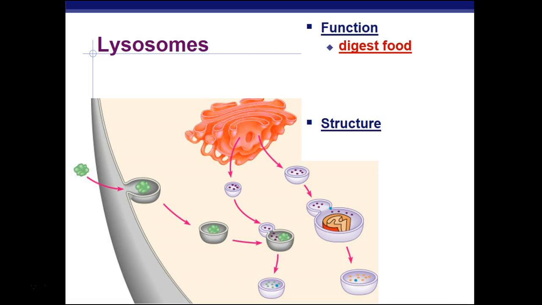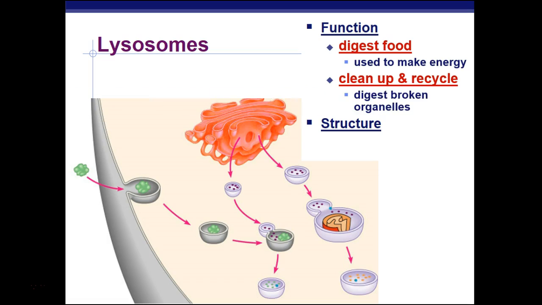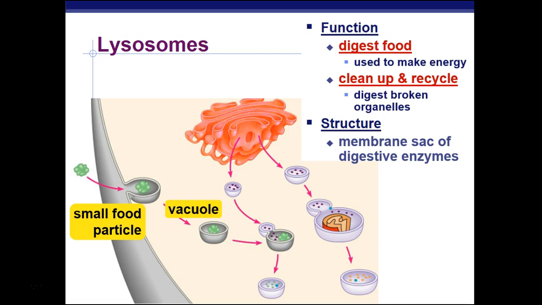Another organelle involved in energy production is the lysosome. The lysosome is what digests the food particles taken in by a cell. They also help to clean up the cell by recycling worn out organelles, parts that are no longer needed. It's a membrane-bound sac, again like a little package, filled with enzymes, whose job it is to digest polymers, to break bonds between monomers.